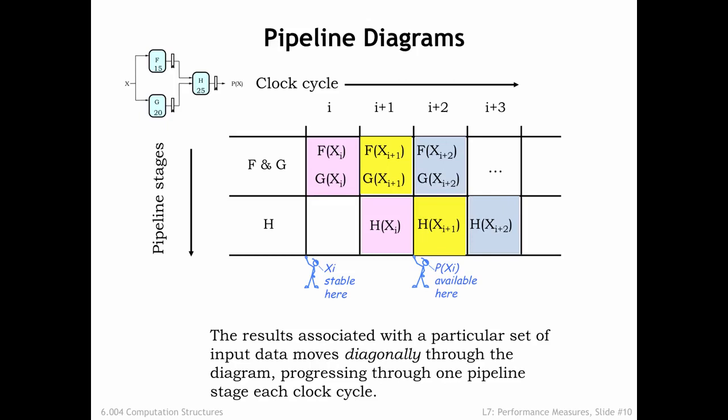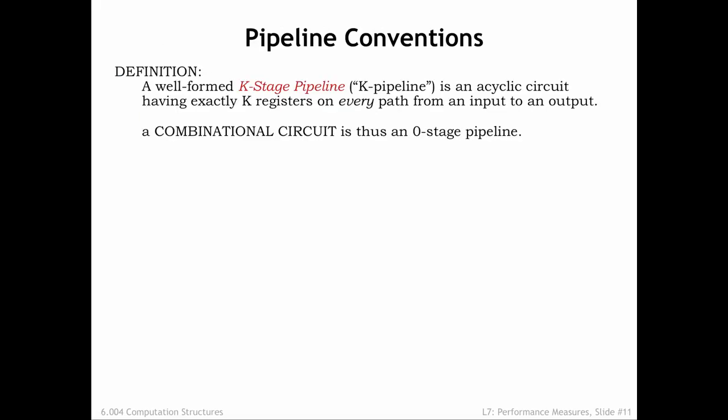Using the pipeline diagram, we can track how a particular input progresses through the system, or see what all the stages are doing in any particular cycle. We'll define a k-stage pipeline, or k-pipeline for short, as an acyclic circuit having exactly k registers on every path from input to output. An unpipelined combinational circuit is thus a 0-stage pipeline.